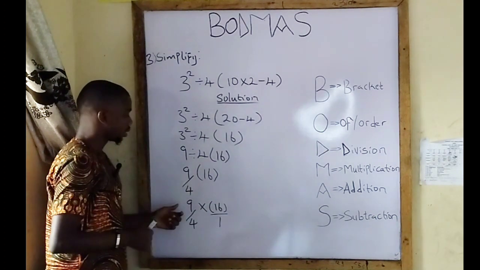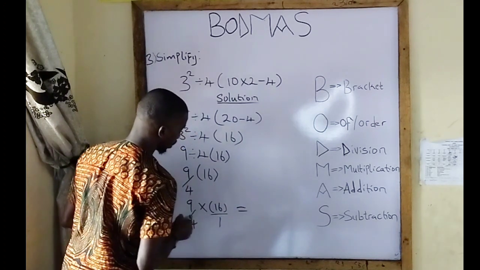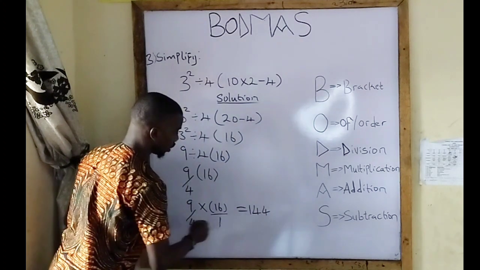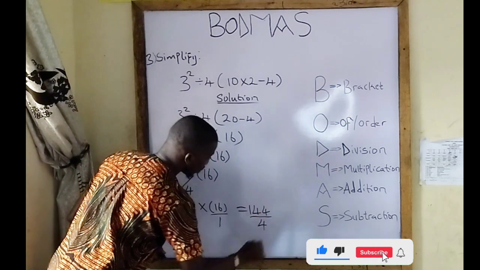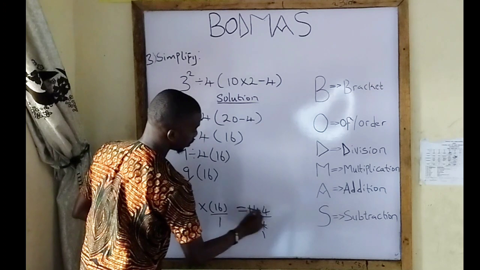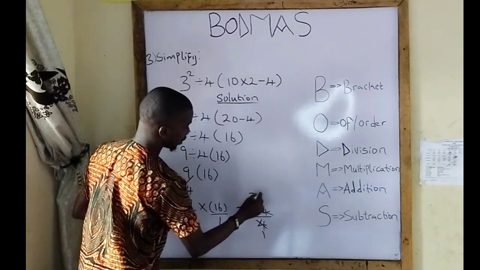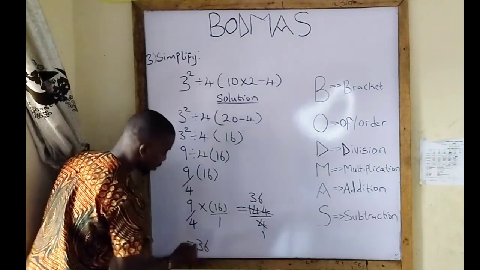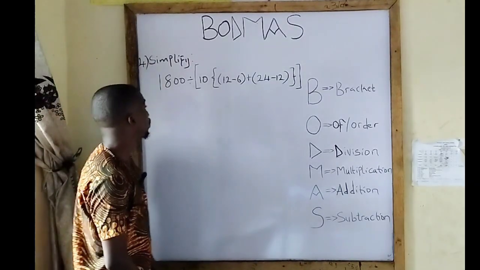Now 9 times 16 will give us 144. And 4 times 1 will give us 4. The 4 cancels itself, and 4 goes into 144 thirty-six times, so that we have equal to 36.